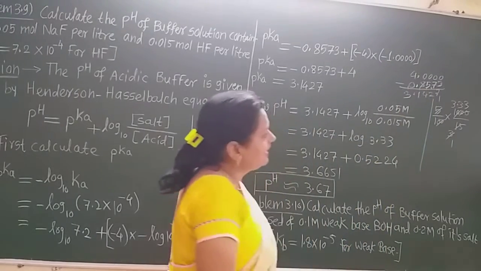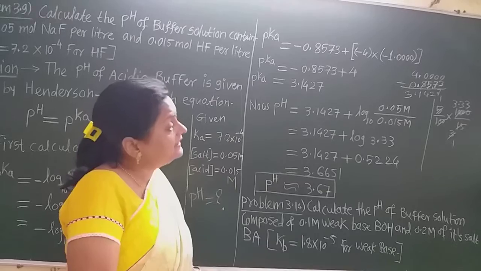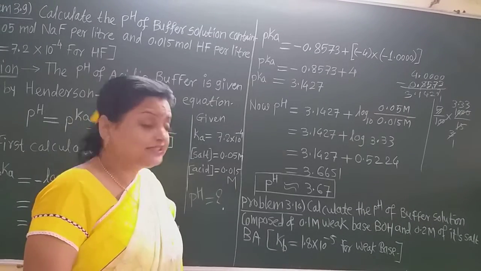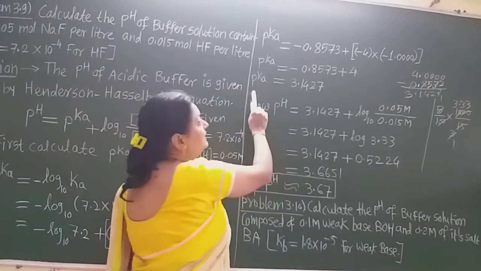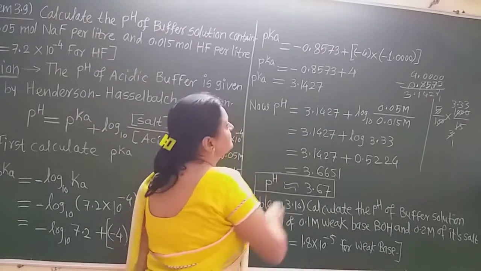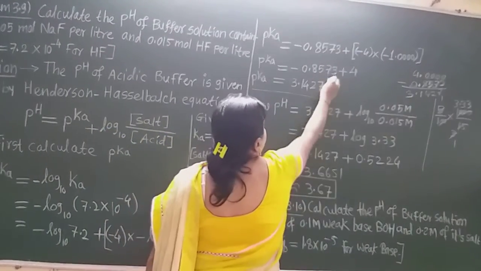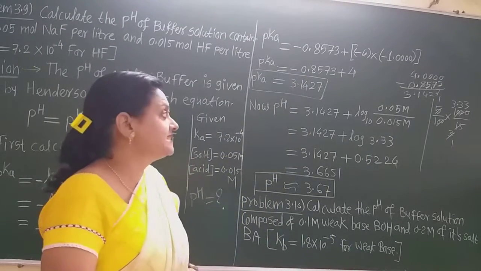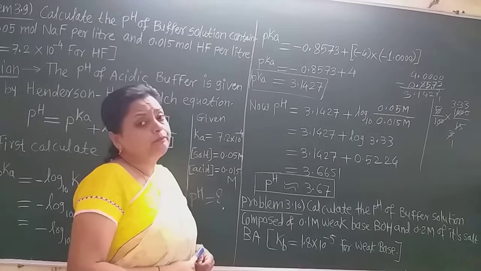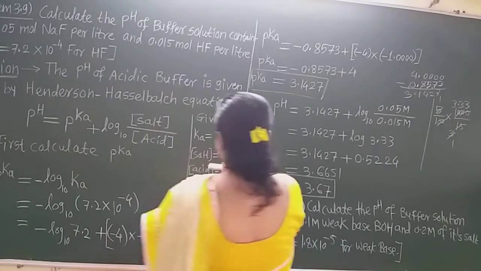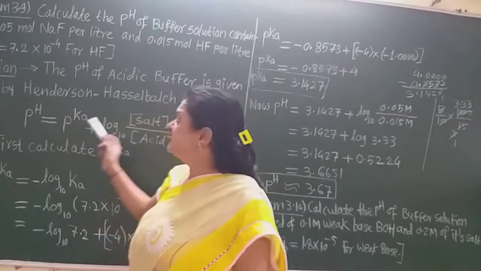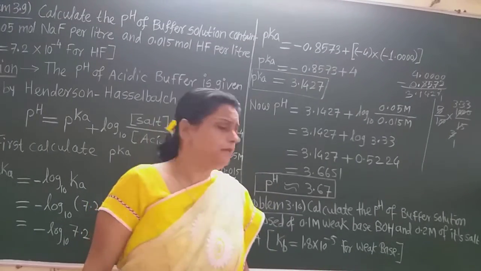Now in this way, after subtracting this value of 0.8573 from the 4, we obtain the pKa value as this, that is, pKa value is here 3.1427. Now as we know the pKa value and the concentration of salt and acid, we only substitute all these values in this equation, Henderson-Hasselbalch equation.